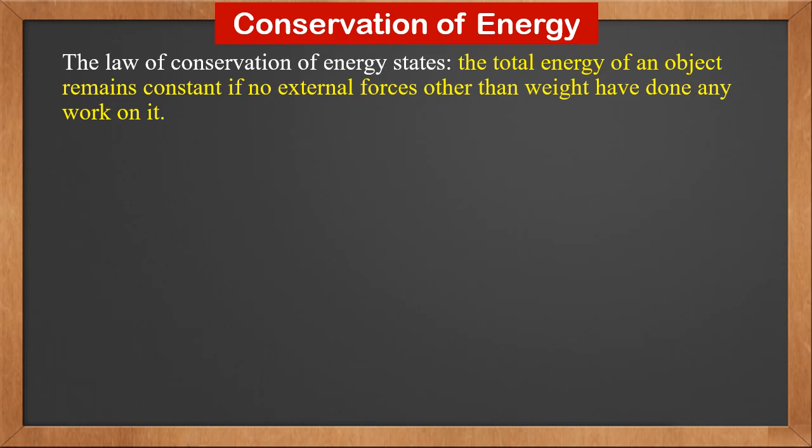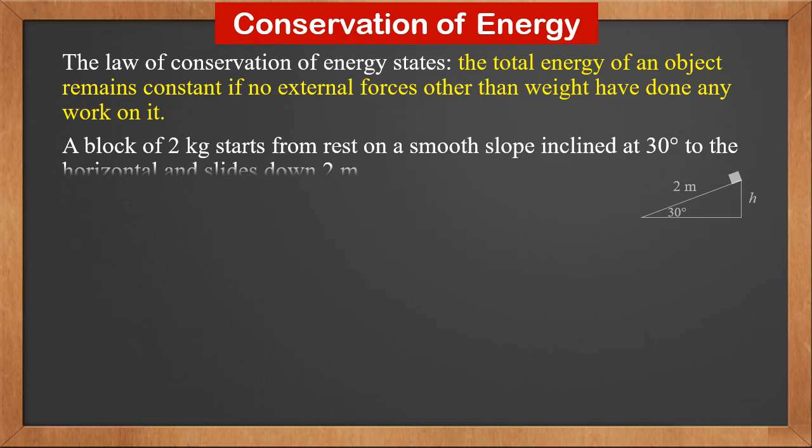The law of conservation of energy states, the total energy of an object remains constant if no external forces other than weight have done any work on it. A block of 2 kg starts from rest on a smooth slope inclined at 30 degrees to the horizontal and slides down 2 meters. We can see there's only weight W, and normal reaction R, acting on the block.